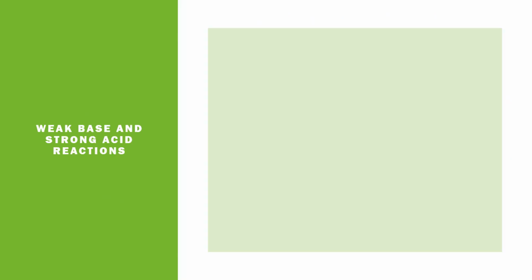Okay, so our next scenario is a weak base and a strong acid reaction. Let's use ammonia as a weak base and a strong acid. Let's use HBr. And so when they react, they form ammonium and bromide.